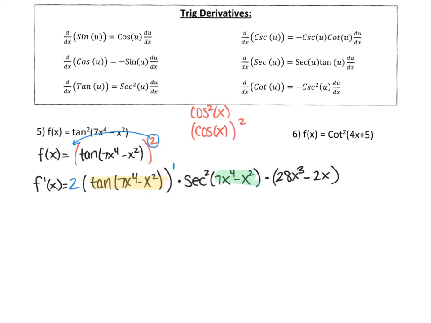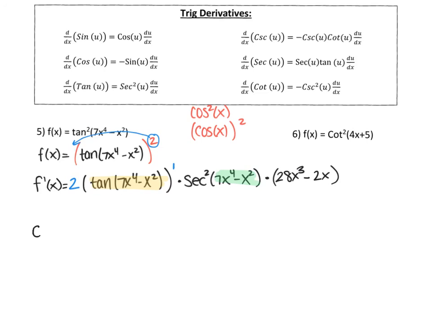So let me just explain that one more time. We're taking the 2, bringing it in front, keeping all of this, and then dropping the power down by 1. Then chain rule says we have to take the derivative of the inside. Well, the derivative of tangent is secant squared, so secant squared of the same inside. Then times du dx, which means the derivative of this inside, which is 28x to the 3rd minus 2x. All right, why don't you guys try number 6 and then hit resume when you're ready for the answer.